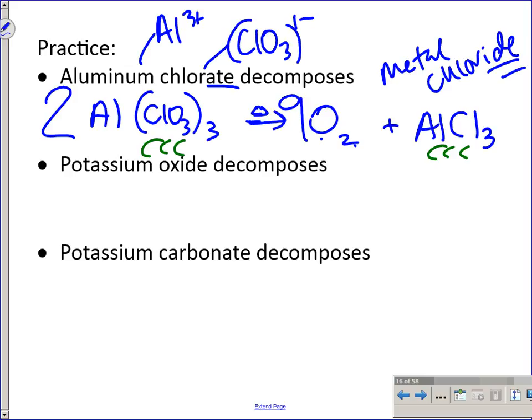Let's look at aluminums. How many aluminums do I have? 2 here. Okay, so what do I need over here? Or 2 in the front. Okay, so that gives me 2 aluminums, 18 oxygens. I'm good. How about chlorines? How many? 6. So 3 times the 2, 6, and then over here I have to fix it as well. 6. So that was a little bit more interesting with our balancing.